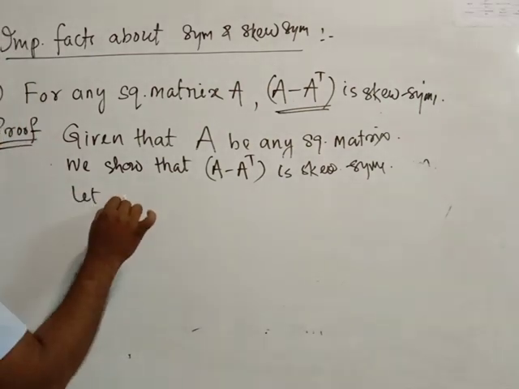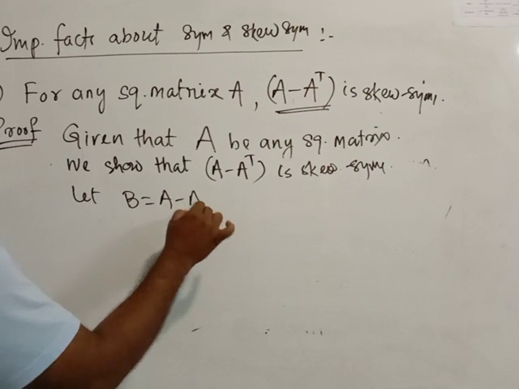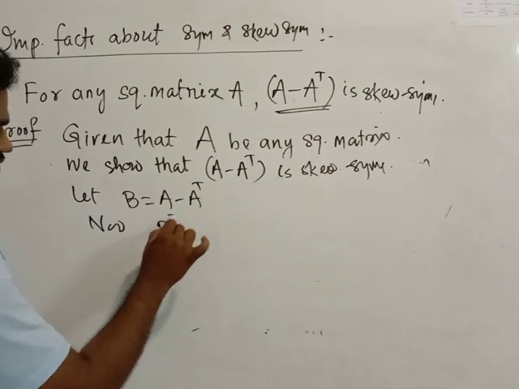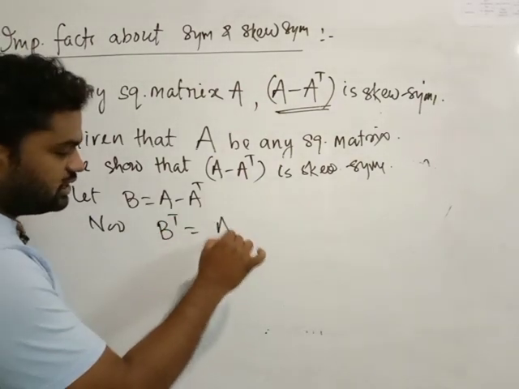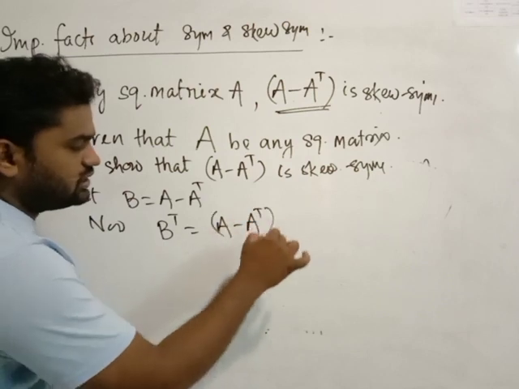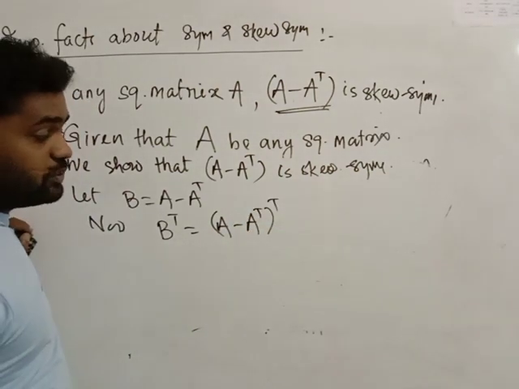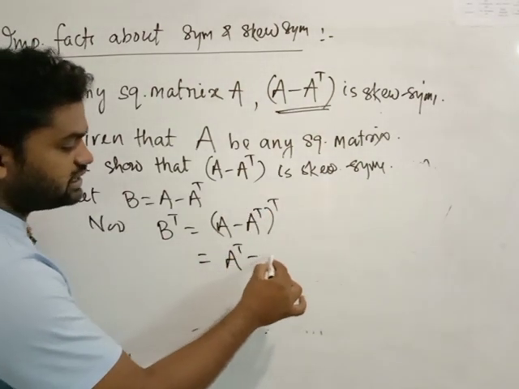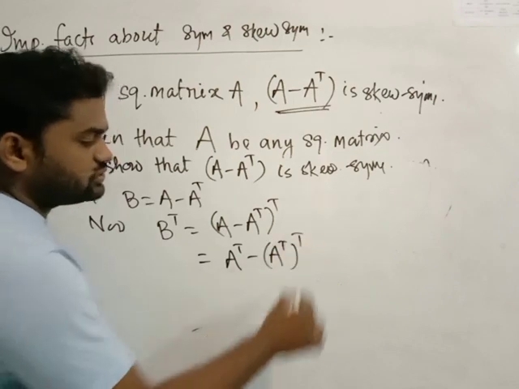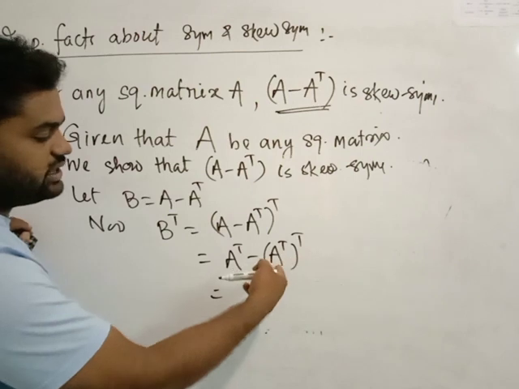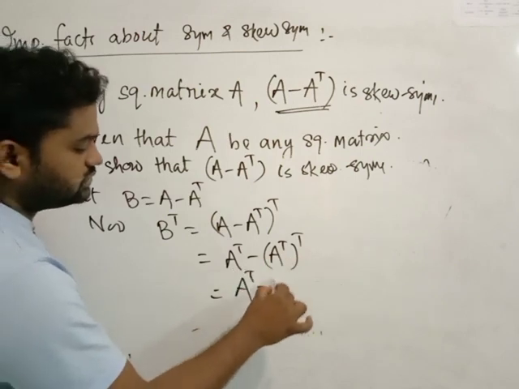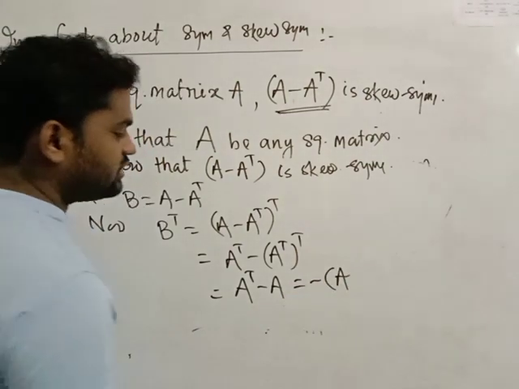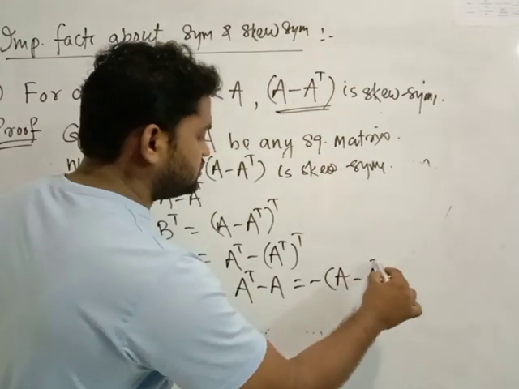Let A minus A transpose be equal to B. Now what about B, its transpose? The transpose of B is the transpose of A minus A transpose, yes or not? The property we studied: the transpose of A minus B is A transpose minus B transpose, and the transpose of A transpose is simply equal to A. Taking a common minus, we get A minus A transpose, yes or not?